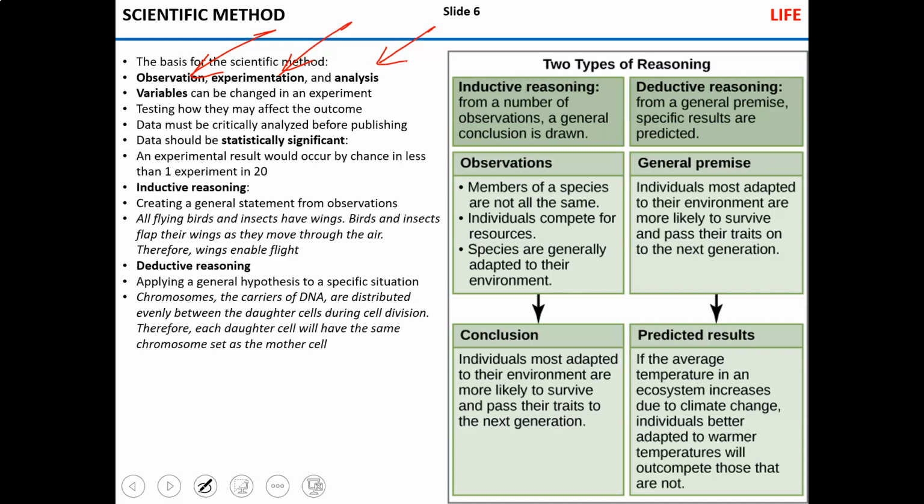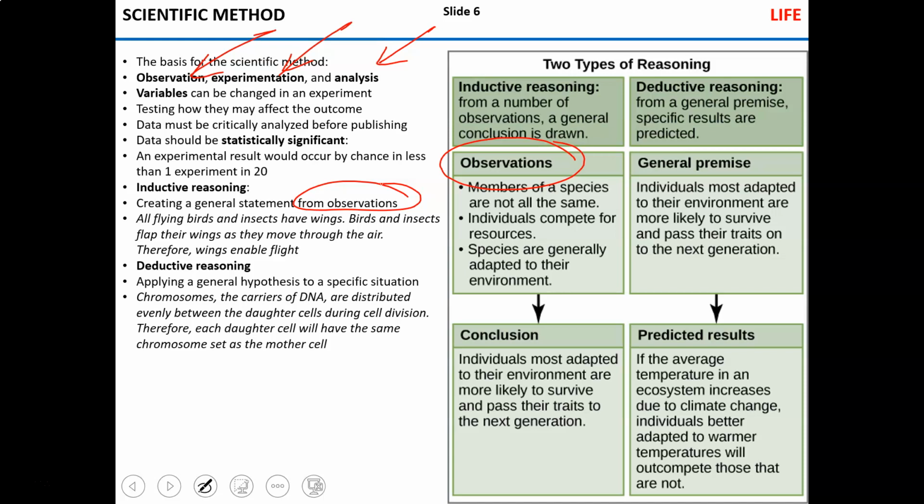Now, based on our observations, we can use inductive reasoning to create a general statement, based on the results of individual experiments. So for instance, we looked at birds, insects, and bats. They all have wings. And when they flap the wings, they fly. Our observation: wings enable flight.